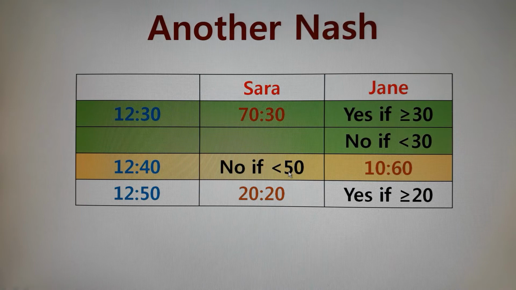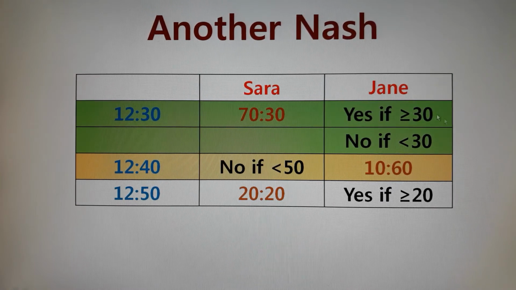Jane can even think about, okay, I can offer Sarah not 10-60, but because Sarah wants 50-20, because the sum should be. Then Sarah would say yes in 12:30, but then Jane would get only 20 after giving 50 to Sarah, which is less than 30. So Jane says, whatever I do later, I cannot get any better than 30.